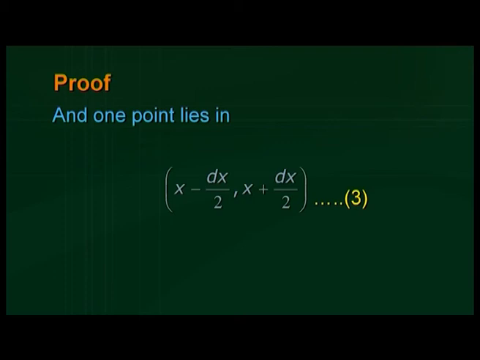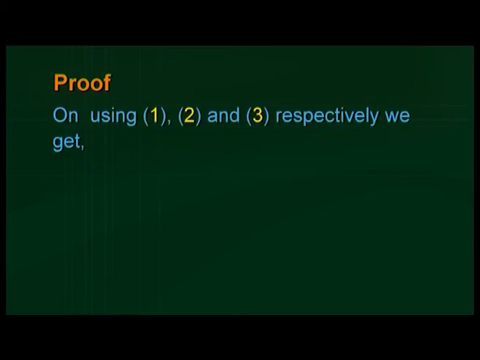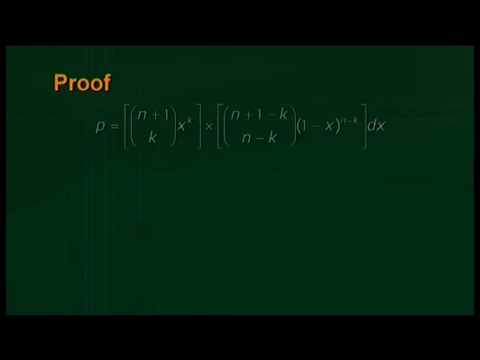Name it as 3. On using 1, 2 and 3 respectively, we get P is equal to (n+1)Ck x^k times (n+1-k)C(n-k) times (1-x)^(n-k) dx.